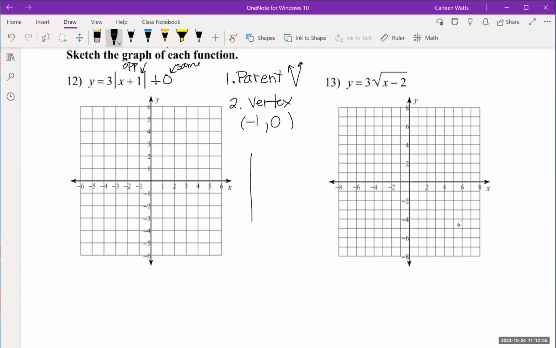Okay, let's make a table. So -1, 0 is the vertex. It goes at the middle of my table. So -1, 0. Okay, you with me? Does it look familiar? Does it look like something we talked about last week? Okay. 1 to the left is -2. 1 to the right is 0.